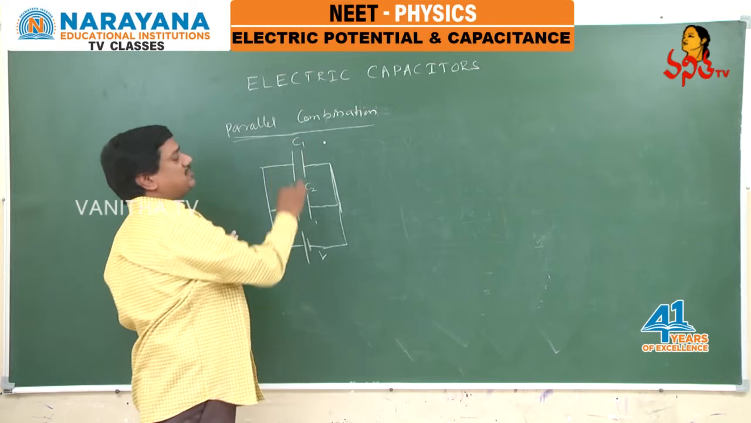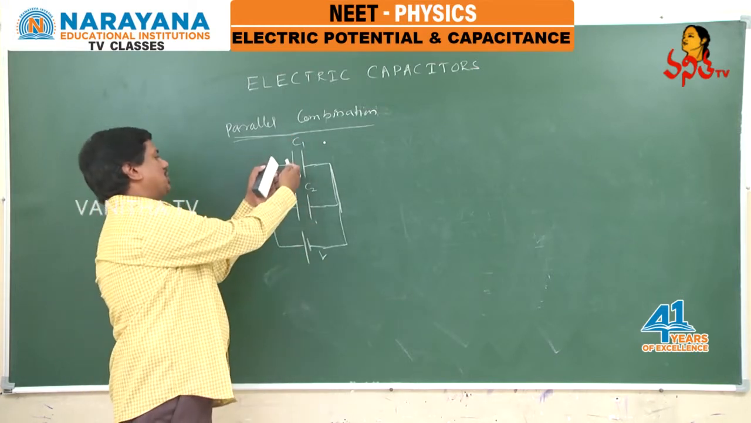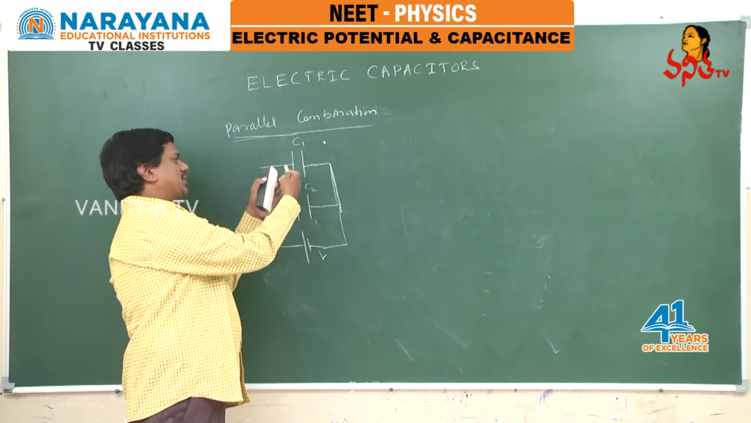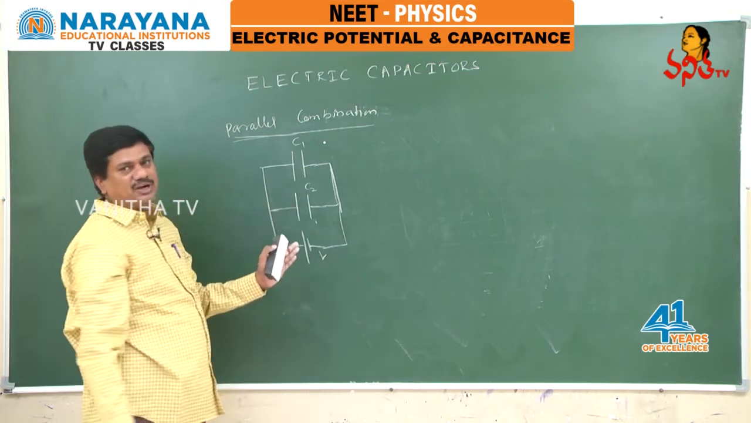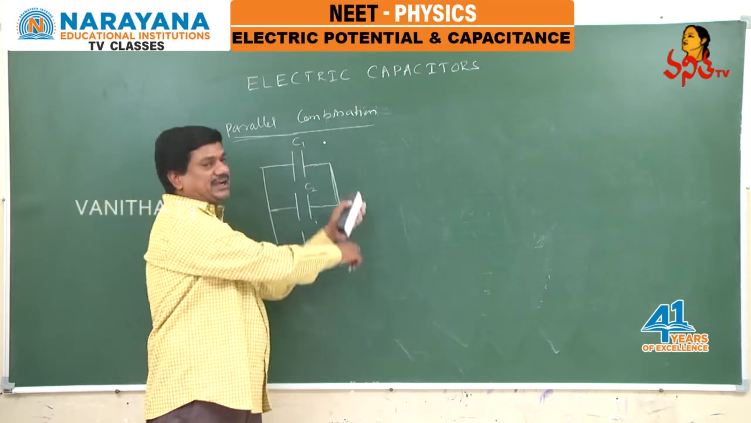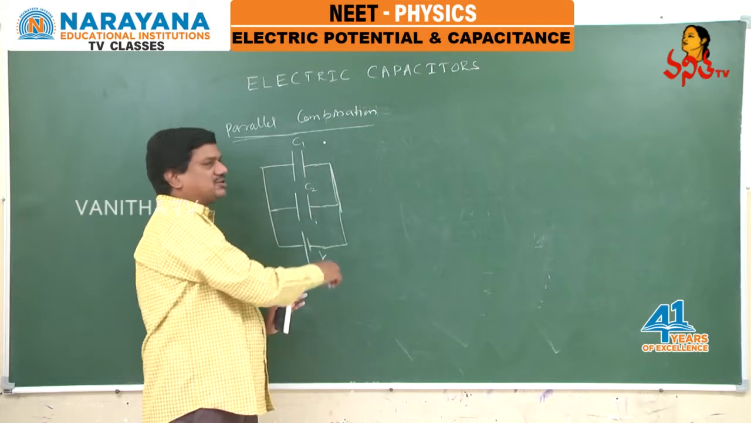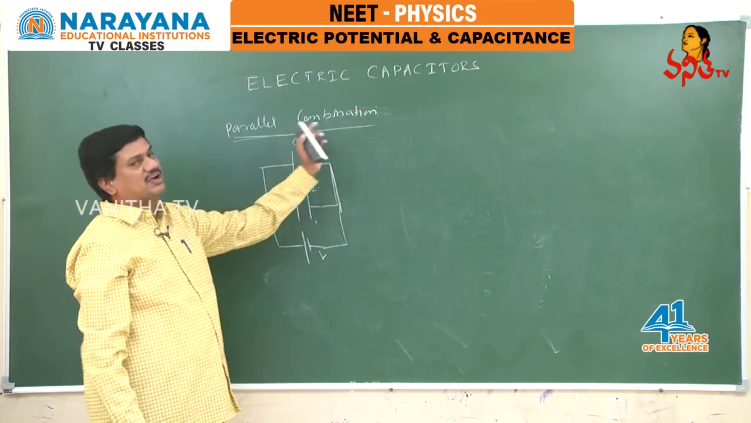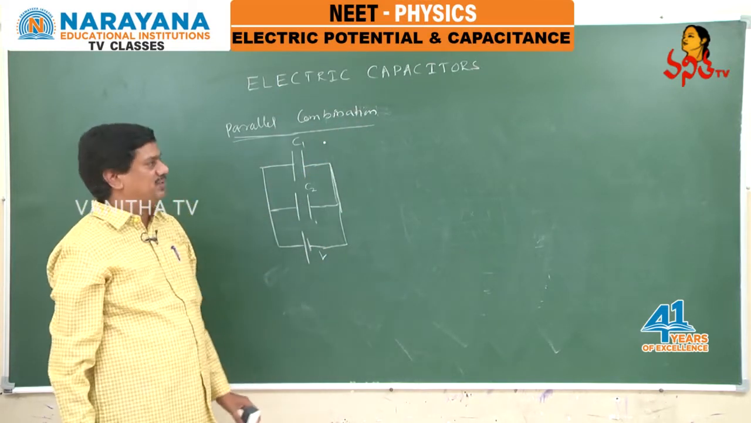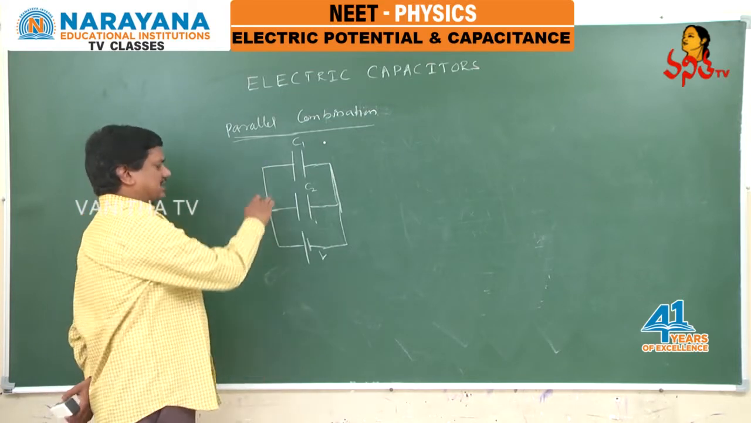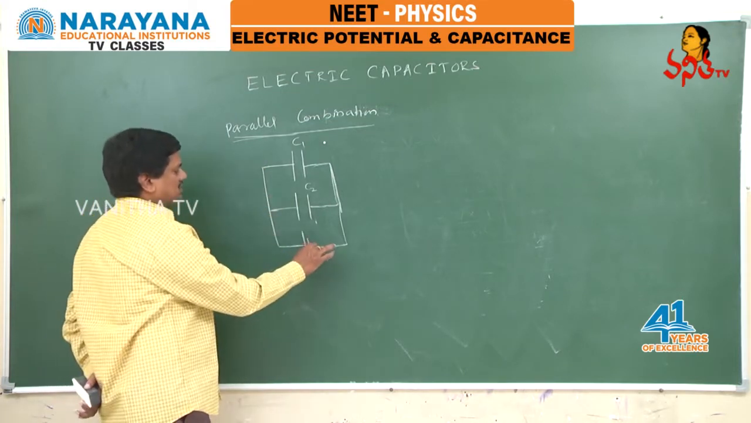The connection is said to be parallel if the set of all the positive plates of the capacitors is connected to one terminal of the battery, and the set of all negative plates is connected to the other terminal of the battery. This combination is called parallel combination. If you see in this diagram, this is a potential.